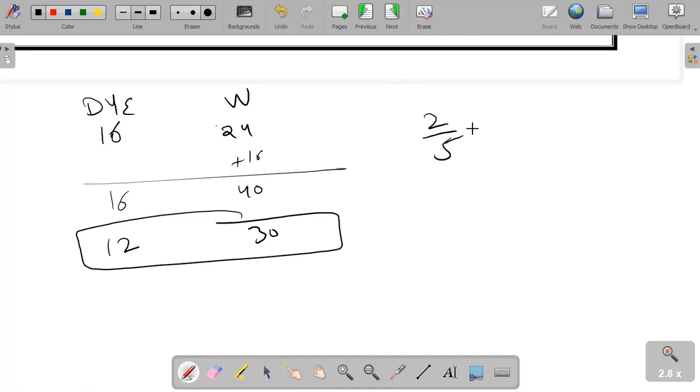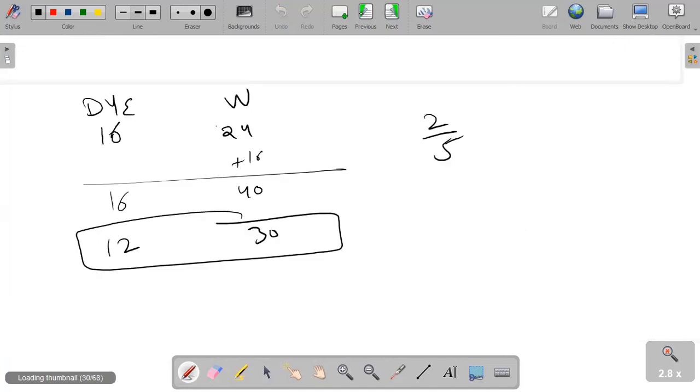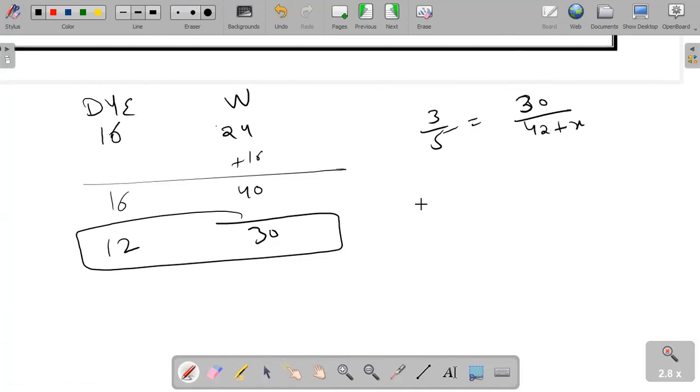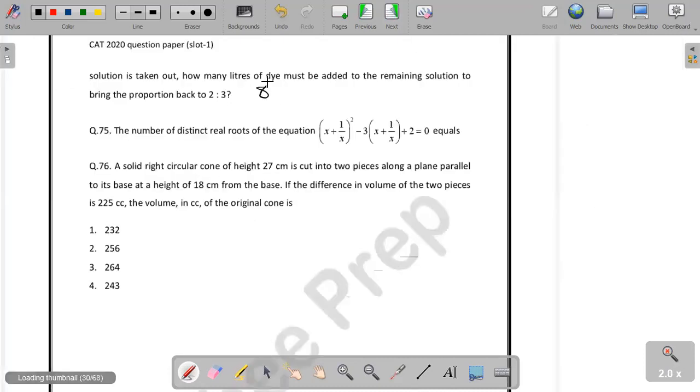So 2/5, not by, let's go with the water. Let me raise it, 2 as 3, so 3/5. I am going with the water because I don't want to mess with the thing which is getting added. So total is 42 plus x, the water remains 30 only. So 126 plus 3x is equal to 150. So 3x is equal to 24, so x is equal to 8. So 8 should be the answer.